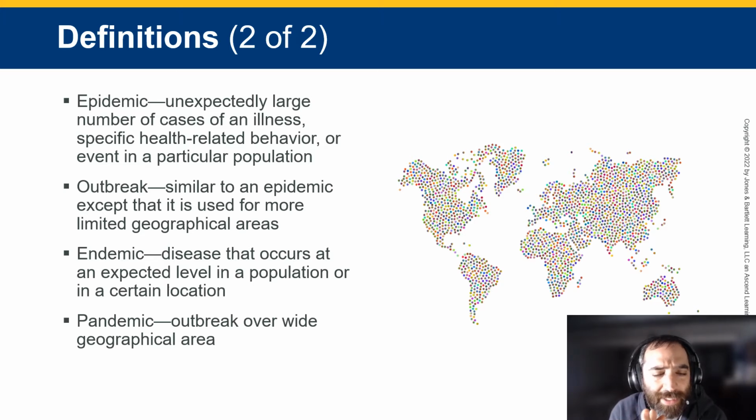An endemic is a disease that occurs at an expected level in a population in a certain location. So I guess you could include things like the common cold here. We now have expectations that it is going to impact certain numbers of people in certain ways, among elderly people, among children, and as long as it stays within our expectations, then it's going to remain an endemic.